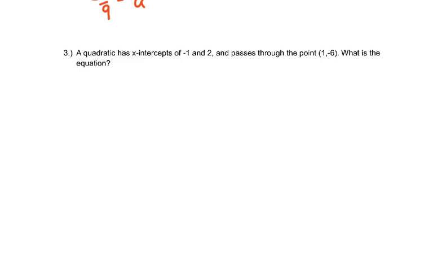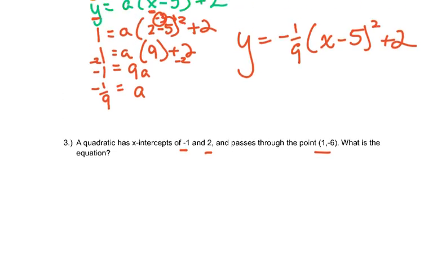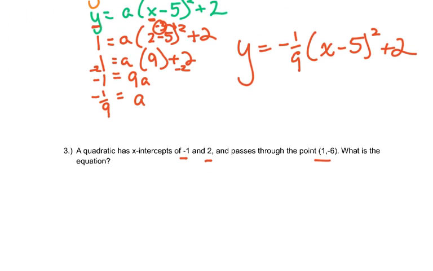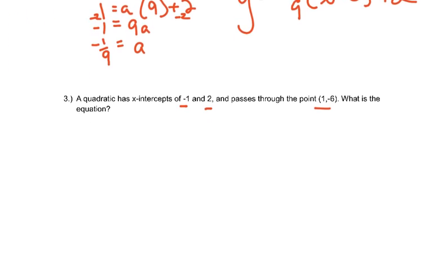Here we have x-intercepts of negative 1 and 2, and it goes through the point 1, negative 6. So which of our forms, standard, vertex, or intercept, do you think you will use for this problem? And what's kind of telling you that? Well, it's telling us we're going to be thinking about our x-intercepts, so that's the form we want to use.